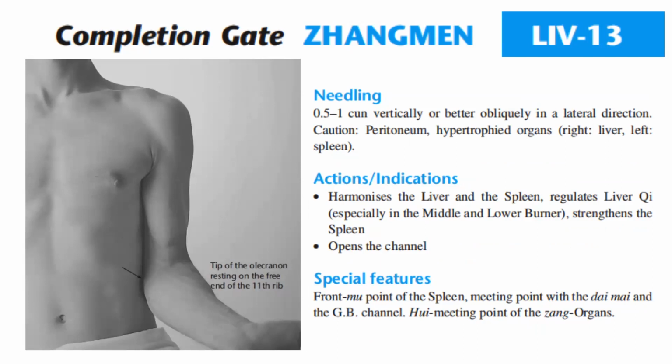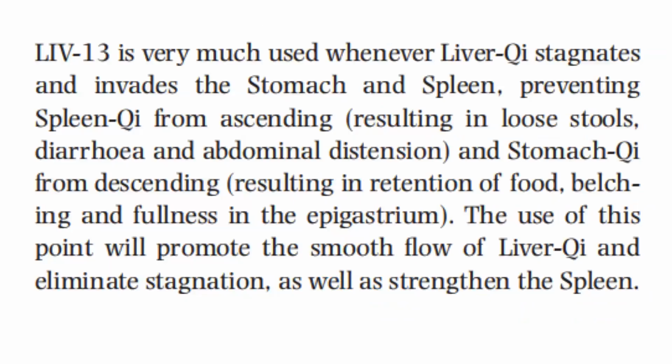Caution: peritoneum, hypertrophied organs. On the right side we have the liver, and on the left side, the spleen. Action and indications: it harmonizes the liver and the spleen, regulates liver qi, especially in the middle and lower burner, strengthens the spleen, and opens the channel. Special features: it is the front mu point of the spleen, the meeting point of the Dai Mai and the GB channel, and the meeting point of the Zang organs.